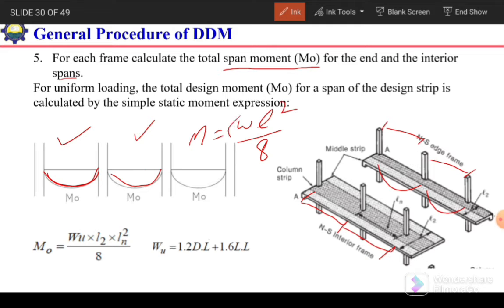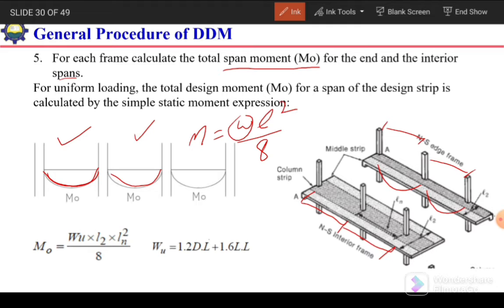Okay, here W is actually line load, because in case of beam we consider line load, which has the unit kilonewton per meter. But in case of our slab, we have load in the form of areal, uniformly distributed load, which has the unit of kilonewton per meter square.